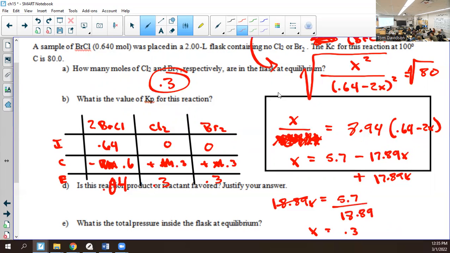What's that? It's 0.3. Yeah. Good luck. It's just one digit though.